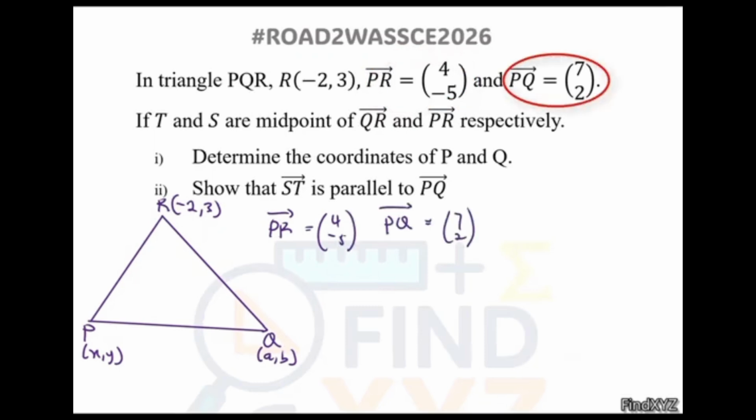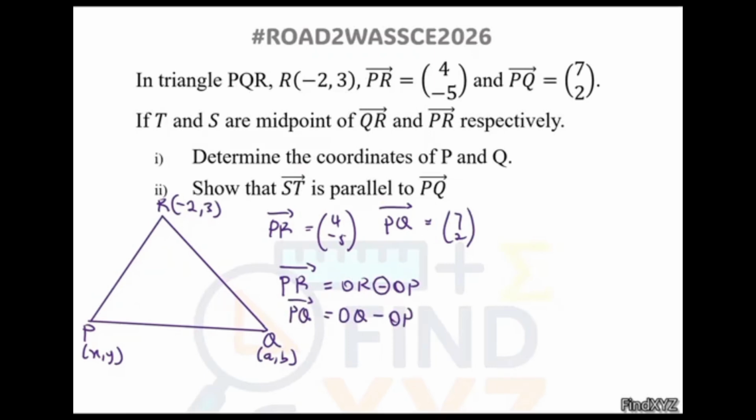Now, since we are looking for points, it means that we can make use of position vectors and express these vectors as position vectors. So we can express vector PR as a position vector. P to R, we can decide to move from O to R minus O to P. So we are going backwards. If you are starting from R, we are going back to P. So that is why the negative. And then also we can express vector PQ as a position vector. So we have OQ minus OP. This will help us find the coordinates of point P.